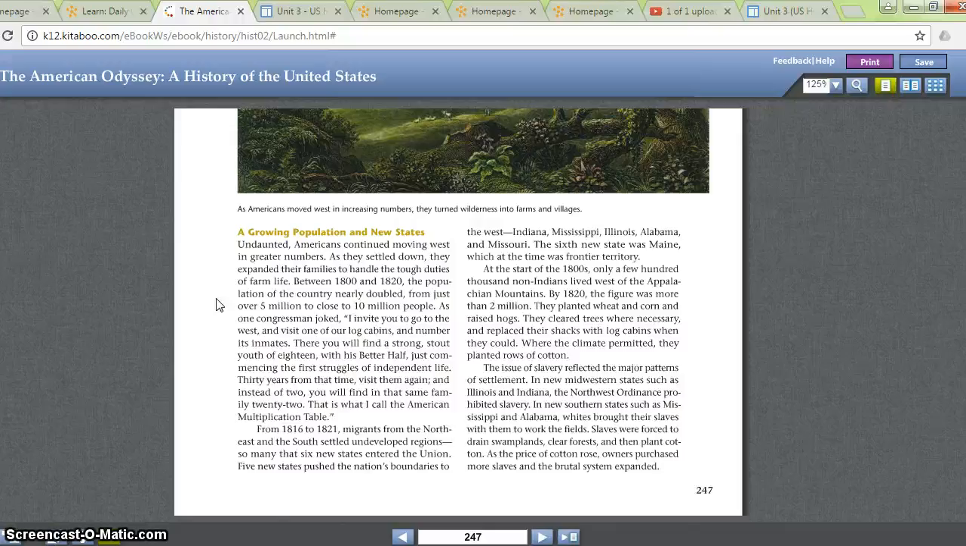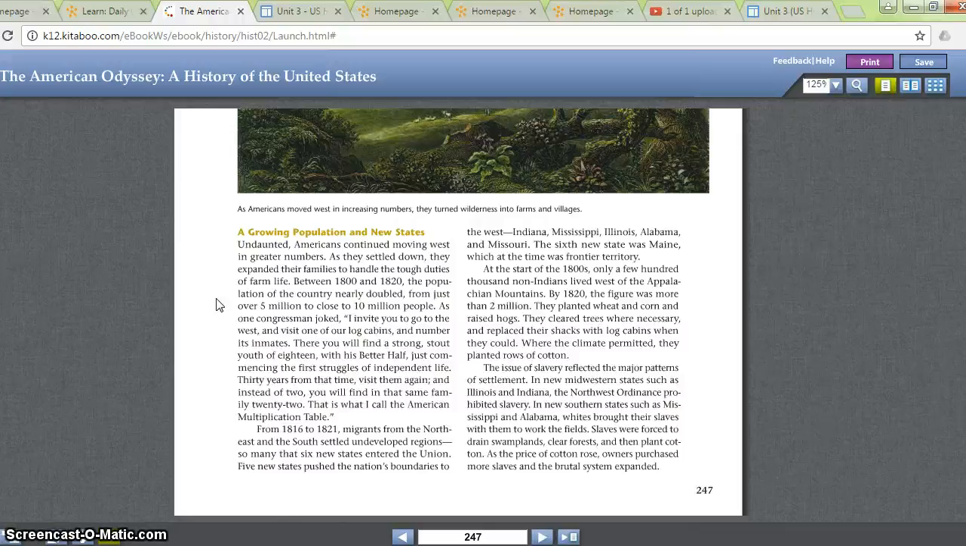From 1816 to 1821, migrants from the Northeast and South settled undeveloped regions, so many that 6 new states entered the Union. 5 new states pushed the nation's boundaries to the west: Indiana, Mississippi, Illinois, Alabama, and Missouri. The 6th new state was Maine, which at the time was frontier territory. At the start of the 1800s, only a few 100,000 non-Indians lived west of the Appalachian Mountains. By 1820, the figure is more than 2 million.